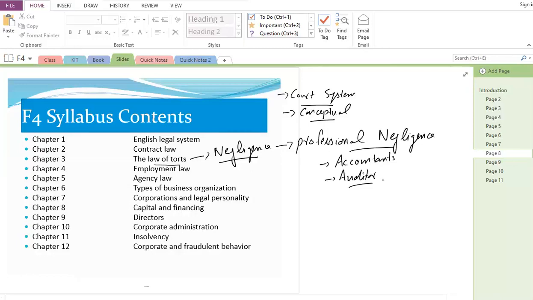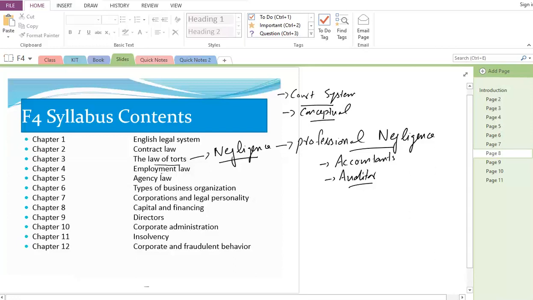And same is the case with the auditor. If the auditor says that the financial statements of Coca-Cola are true and fair, whereas after some time it is observed that the financial statements are not true and fair, the auditor will be sued for the case of professional negligence because he was negligent in performing the audit of that company. So these are very important matters that need to be considered here.